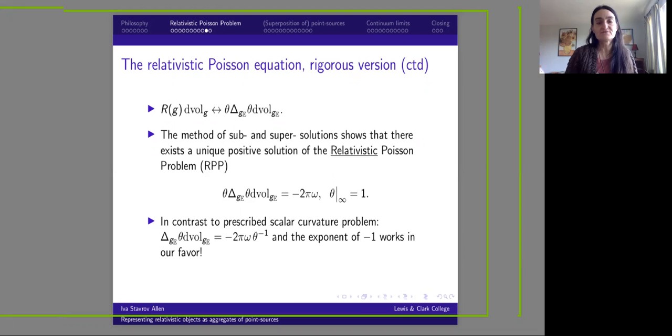If you're well steeped in the prescribed scalar curvature stories, this might come as a surprise, but I think the crucial difference is in this exponent on theta. So when I write the equation in maybe the form that is more familiar, more looking like a Yamabe equation, instead of getting the exponent of theta to the 5th, I get the exponent of theta to the negative 1st. And having the exponent of -1 really works out in my favor. So yes, it's a prescribed scalar curvature, but no, not really, because of the difference in the exponent.